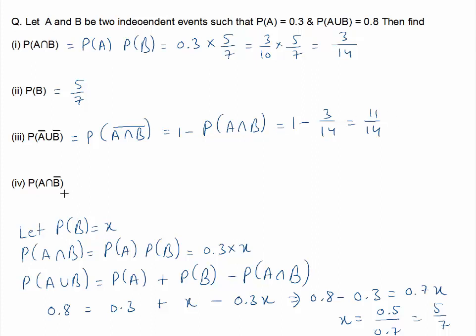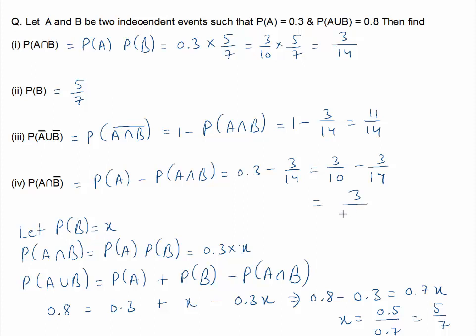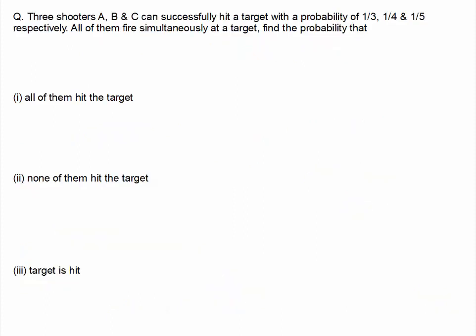Now probability of A intersection B complement equals probability of A minus probability of A intersection B. Now probability of A is 0.3. Probability of A intersection B is 3 by 14. So this would be 3 by 10 minus 3 by 14. So the answer would be 3 divided by 35.